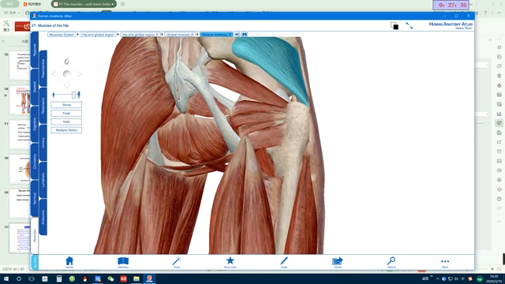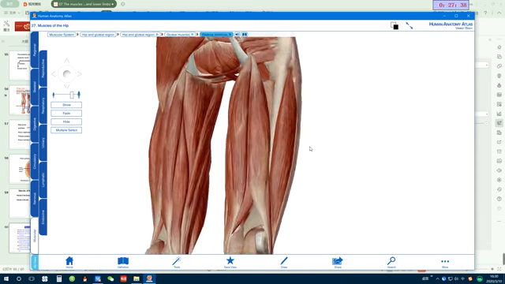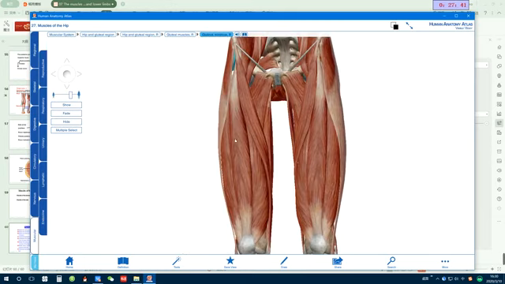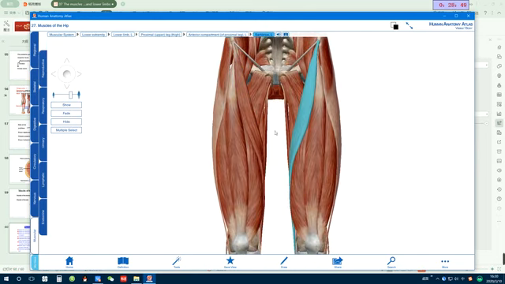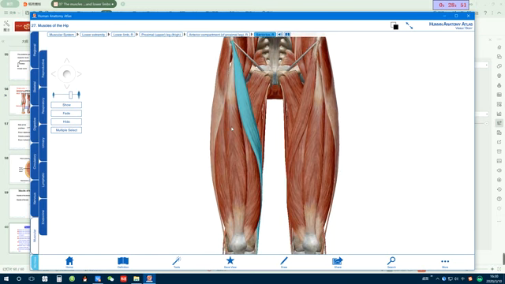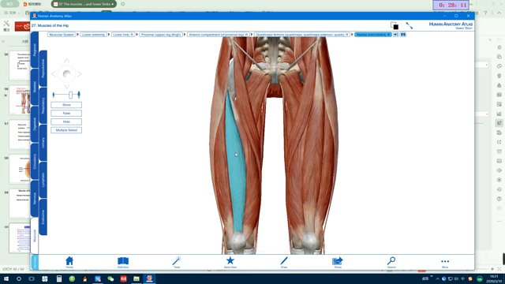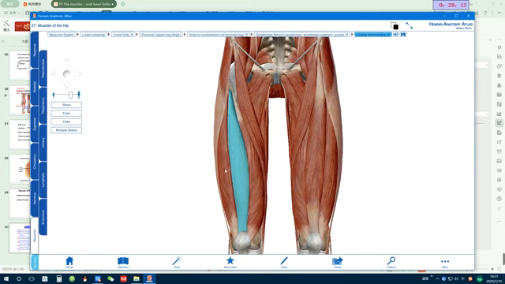Now let's see the thigh. In front of the thigh, first one, sartorius. You should know the sartorius is the longest muscle in our body. Okay, longest one. And quadriceps femoris, this one is rectus femoris. Here is vastus lateralis, vastus medialis. Now I hide the rectus femoris. You can see under it is vastus intermedius. Okay, the four heads.